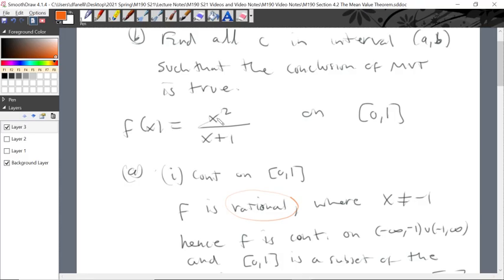If this were something like x squared over the square root of x plus 1, that's not rational. That's a combination of functions. You can call it fractional. But there, if it was x squared over the square root of x plus 1, you'd want to consider what is the domain of x squared, which is all real numbers.